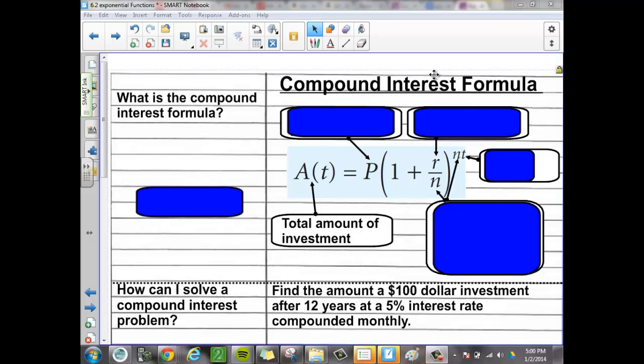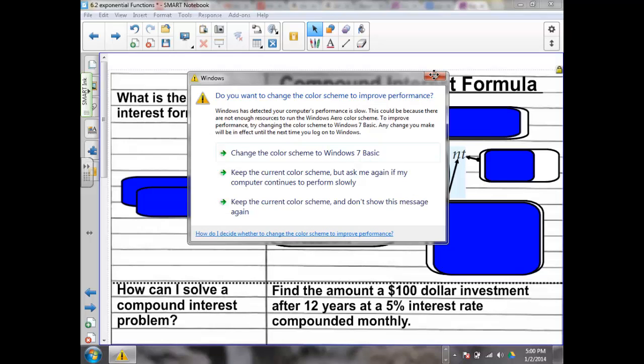And let's say this P here represents the principal. And what the principal is, is how much money you actually put into this investment at the beginning. So let's say I had $5,000. I wanted to put it in a fund for my son. I'd put that $5,000 in there.